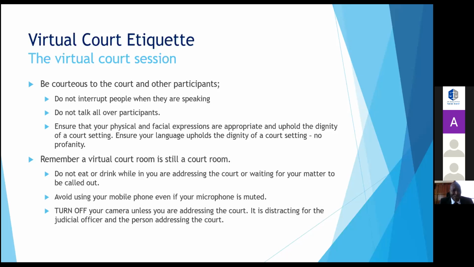Do not eat or drink while you are addressing the court, or even when you are waiting to be called out. And that is why it is encouraged that you have your camera off until the time you are called upon to address the court. Avoid using your mobile phone, even if the microphone is muted. Turn off your camera unless you are addressing the court, because it may distract the judicial officer or your colleague who is addressing the court. Next.